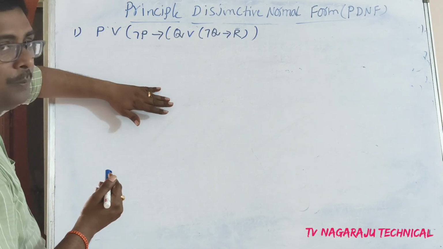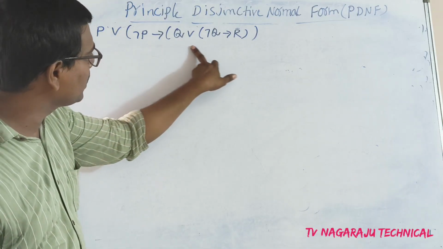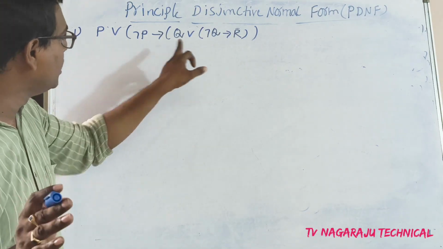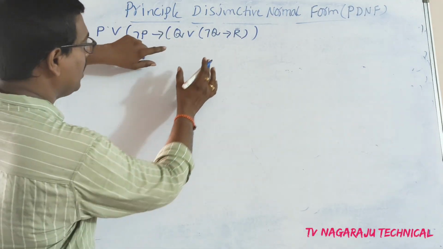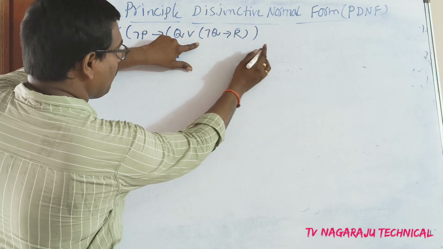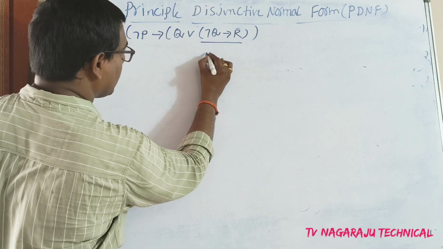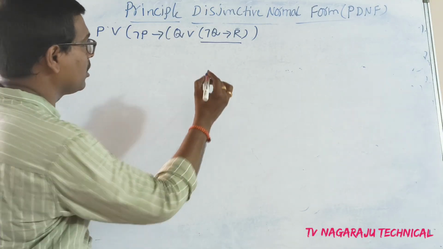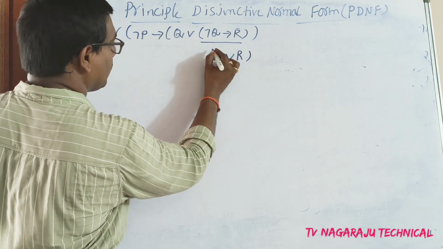Convert this example into a simplified formula, or else you can directly construct the truth table for this. That is not a problem. But instead of this, convert this one into a simplified formula. What is the procedure? Now I eliminate the implication like this. Negation Q implies R. So P implies Q is negation P or Q.